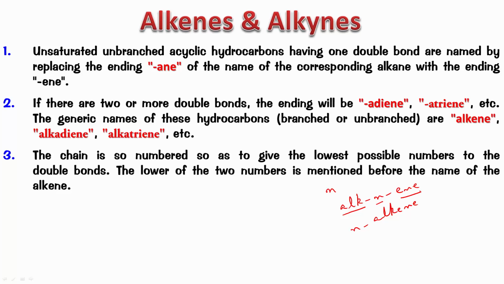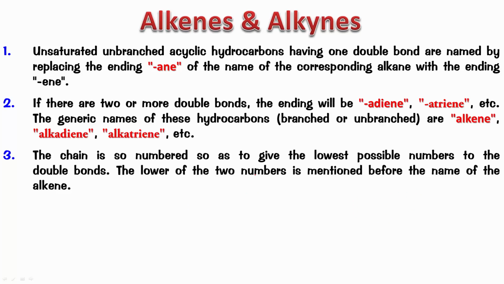Now, what happens if there is more than one double bond? How do we give the numbers? Again, give the numbers in such a way that both the double bonds get the lowest numbers, and you mention the lower of both the numbers. And remember, it's a diene. So let's say if it is butadiene, I say buta-n,m-diene, where n and m are the numbers of the two carbon atoms on which the two double bonds exist, and they have to be written in increasing order. So this is the way you number it.